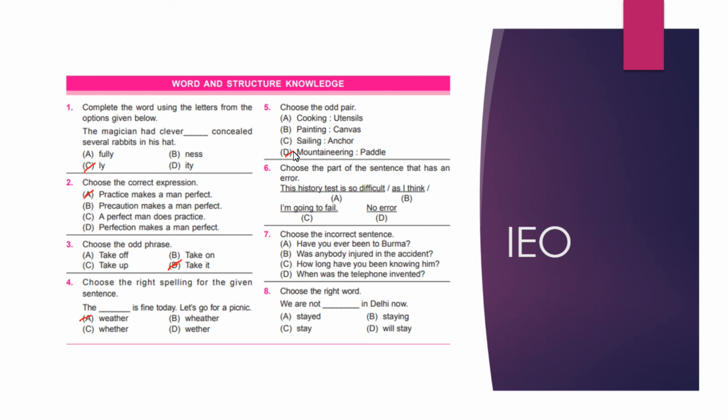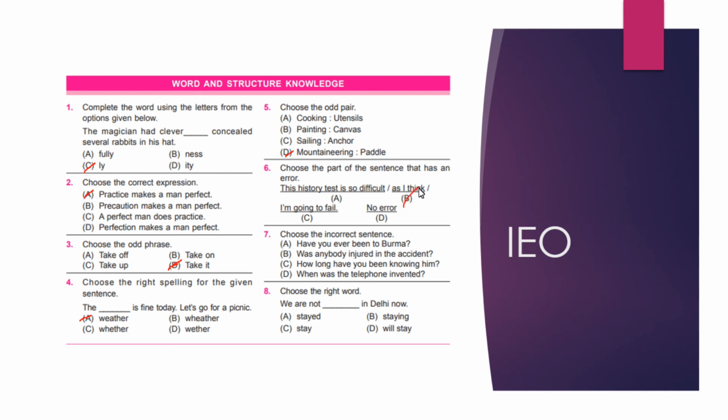Choose a part of the sentence that has an error. This history test is so difficult. As I think, I am going to fail. No error. As I thought, it's not as I think. So B is the answer.